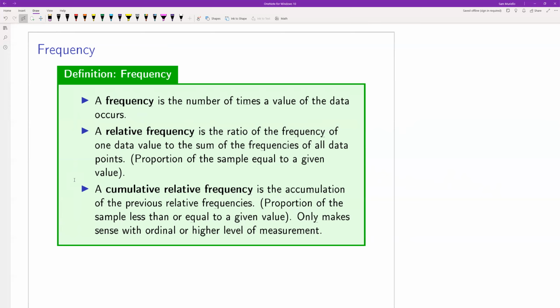Often, we'll care more about the relative frequency than the base level frequency. Relative frequency is the ratio of the frequency of a certain data point to the frequency of the entire sample. So if I sample 30 people and 6 of them answered in a certain way, then the frequency would be 6, and the relative frequency would be 6 over 30, or 20%.